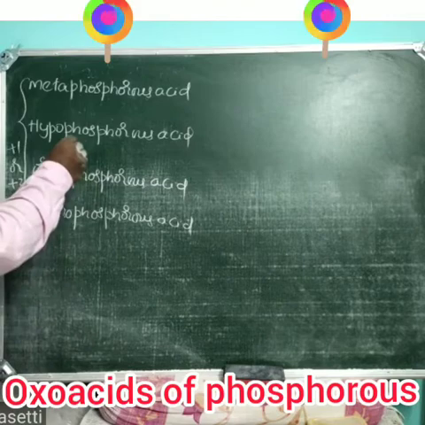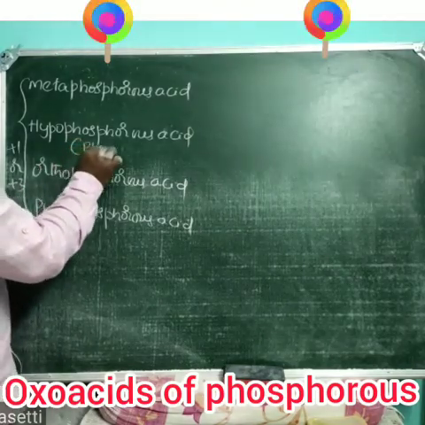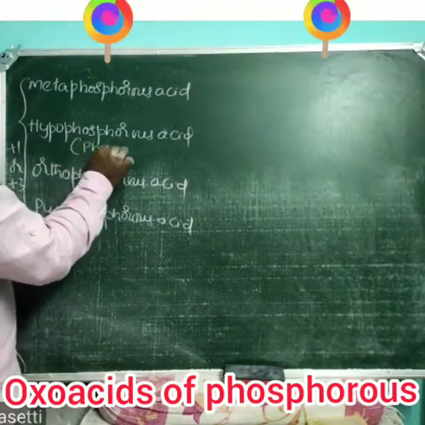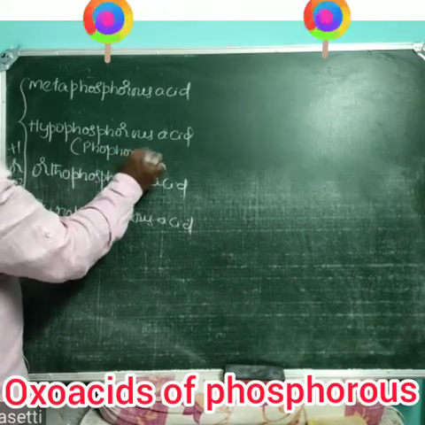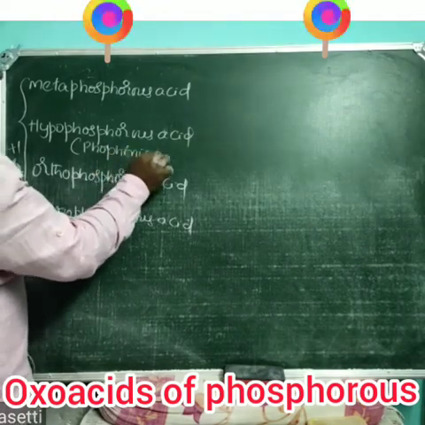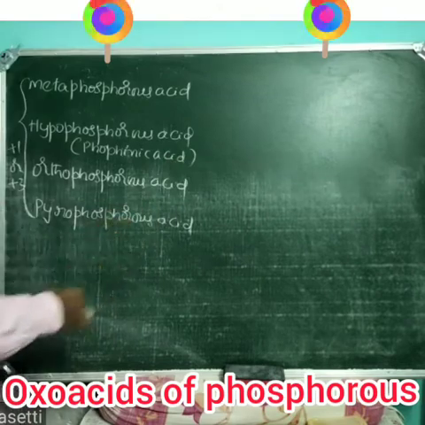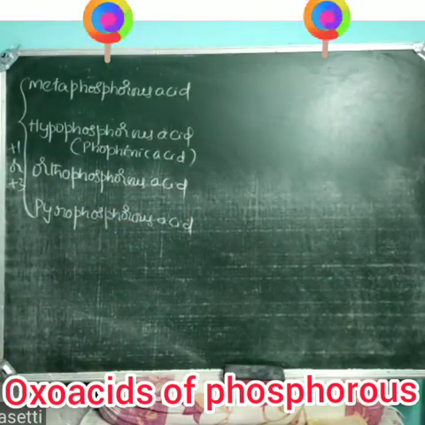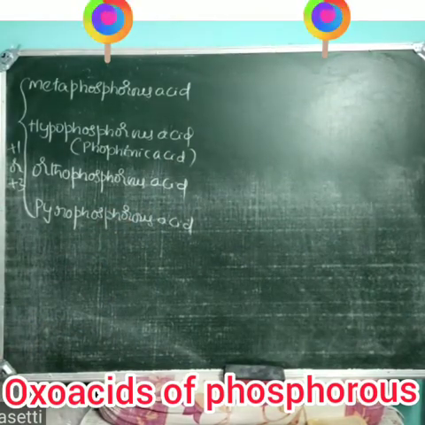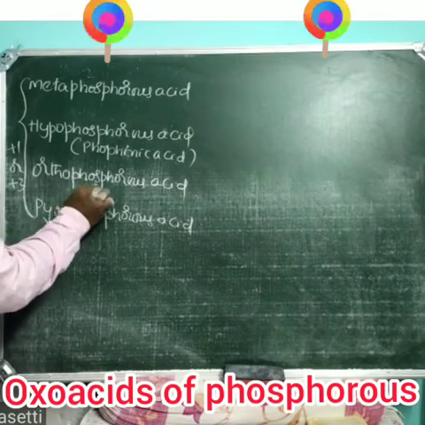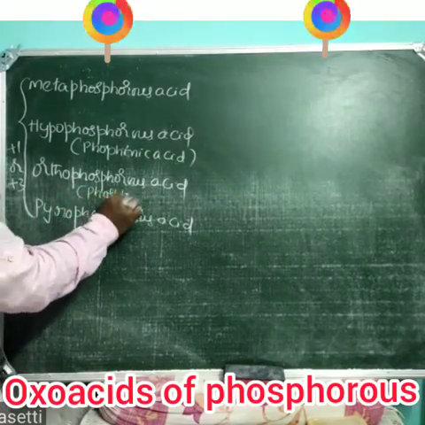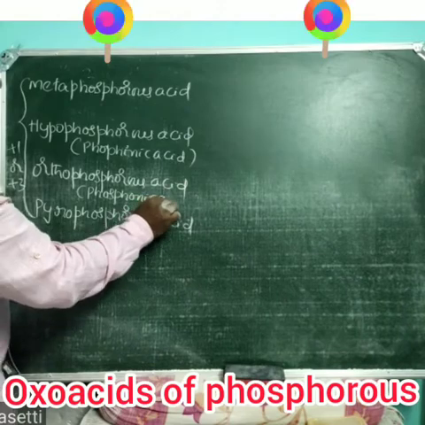This hypophosphorus acid is also called phosphinic acid. The other name for hypophosphorus acid is phosphinic acid. And this one is phosphonic acid.